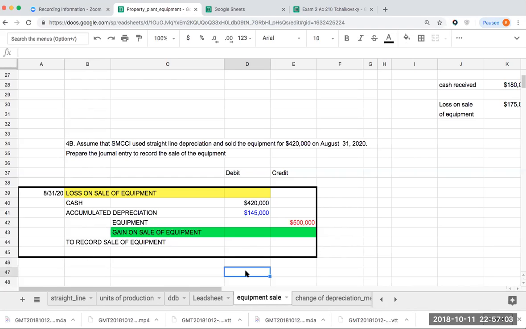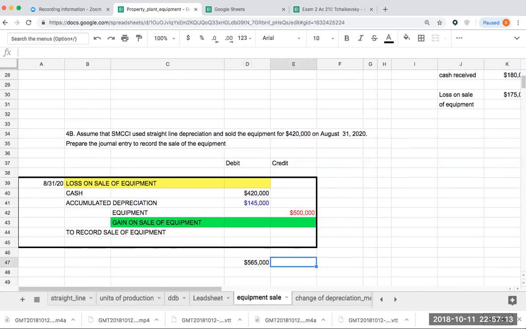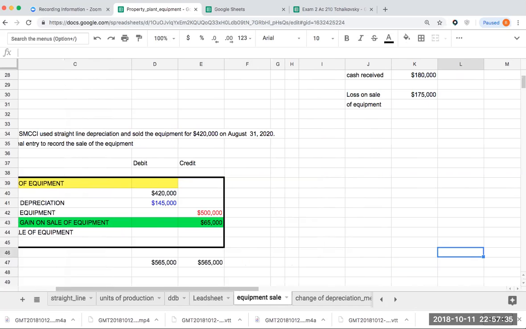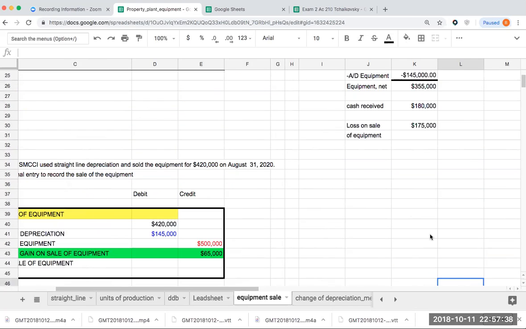So when I look at this, and I've changed the scenario for this second situation, and we'll see why, my cash is 420 plus the amount of the accumulated depreciation is 565. My equipment here is 500. So what do I need to balance? Well, here I'm going to have a gain on sale of equipment for $65,000. Okay, so right here, I'm going to have a gain on sale because in order to balance my journal entry, I need that $65,000.